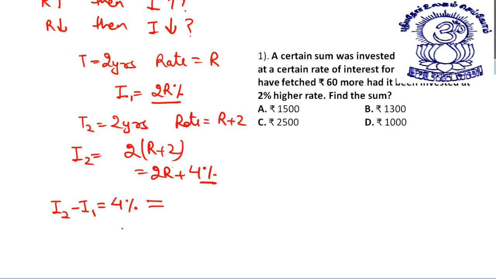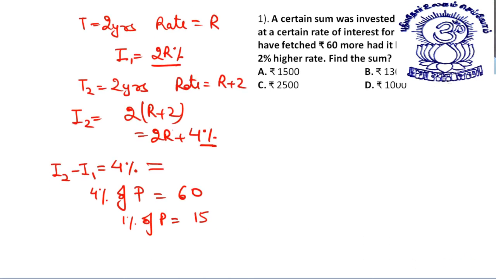Okay, what's it over the principal? So we have 4% of the principal. So that means 1% of the principal is what? 15 rupees. Any number is 100% of itself. So the principal comes out to be 1500 rupees.